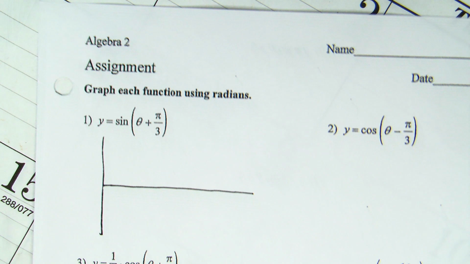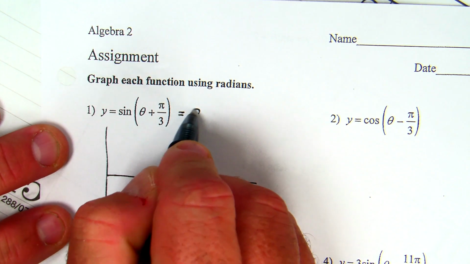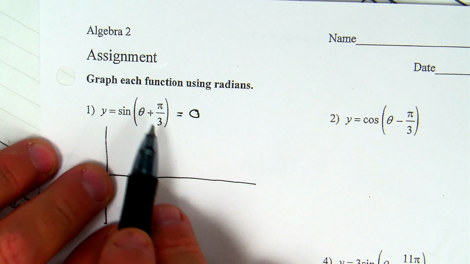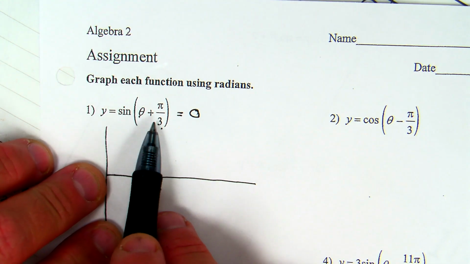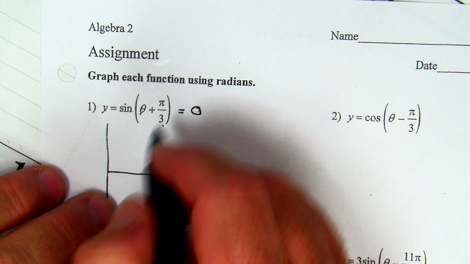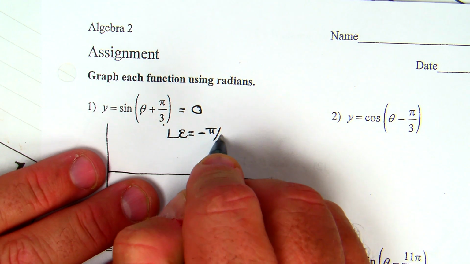Now, in your head, we are going to take this expression and set it equal to 0. Theta is your variable, it's just like x. Pi over 3 is a constant, just like a number. How would I get rid of a plus pi over 3? Subtract. So your left endpoint is 0 minus pi over 3, which is negative pi over 3.